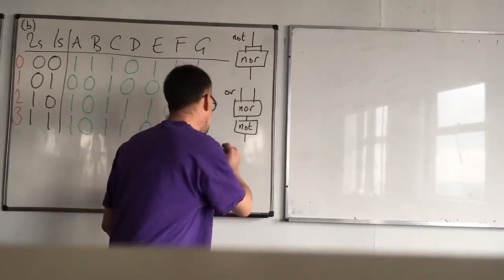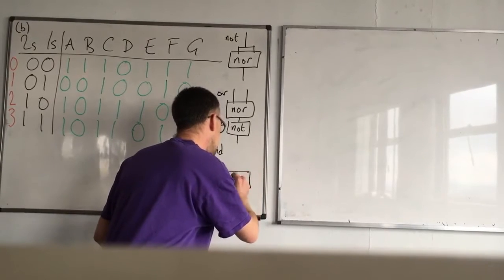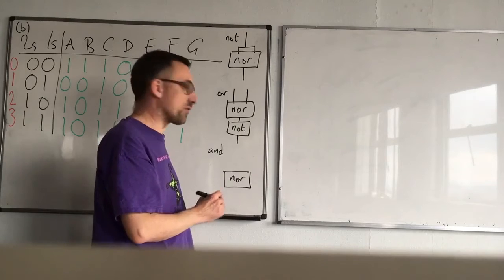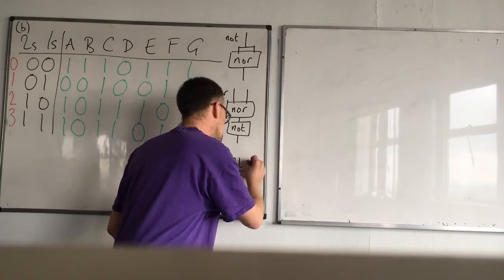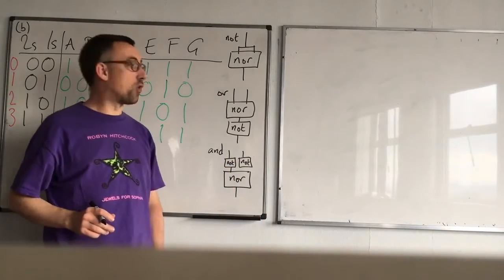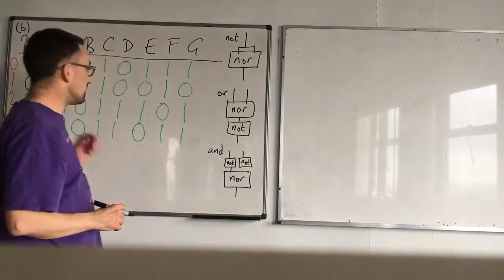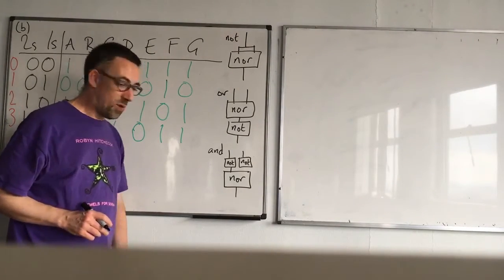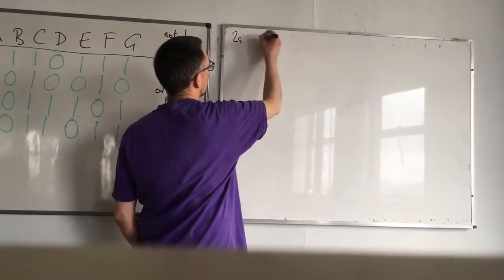And to make AND, well, to say that two things are true is to say that neither one nor the other is false. So we negate the inputs. And now we have AND, OR, and NOT. It should be much easier to build the circuits that correspond to our truth table. Let's take them one at a time. How will we make the signal for A?